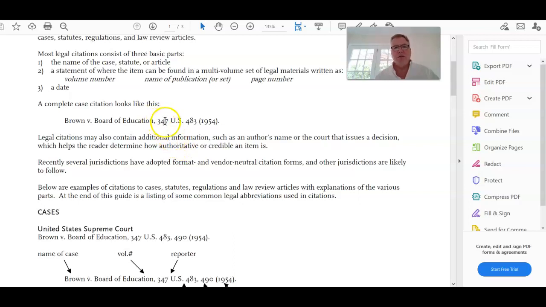We know that 347 U.S. tells us that this case appears in volume 347 of the U.S. Reporter. Okay, that's a volume. That's like a whole book. And then it tells us that the case starts on page 483. That's where we find it, and that the case was decided in 1954. Okay, that is a general legal citation.